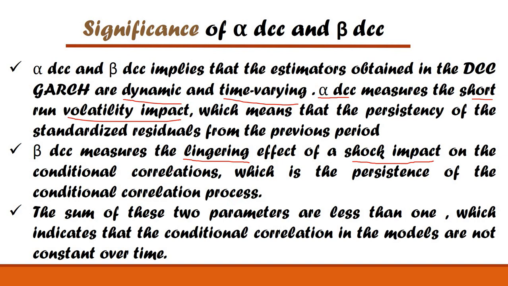And if we add these two parameters, alpha and beta, and total them, the sum of these two parameters should be less than 1. If the sum is less than 1, it indicates that the conditional correlations in the model are not constant over time. They are dynamic. They change with time.